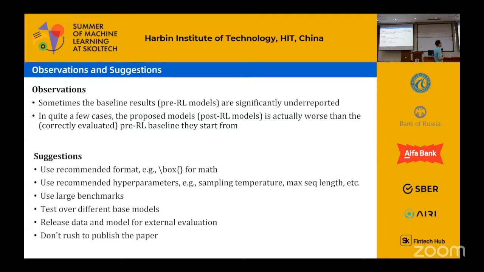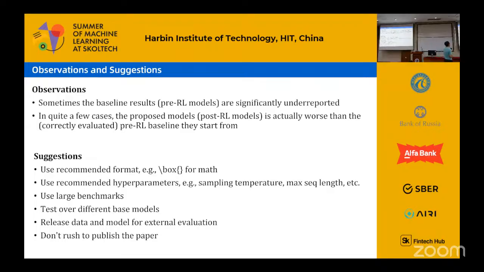So there are some suggestions if you want to study RL. I think it's general, not only for RL. You should use the recommended settings for the baseline methods if you compare with them. For example, how to use the prompt and the format setting for language models, and using the right hyperparameters like sampling temperature and max sequence length. Usually for reasoning, you need to output a long sequence. So if the max sequence length is very small, then the accuracy will drop significantly.